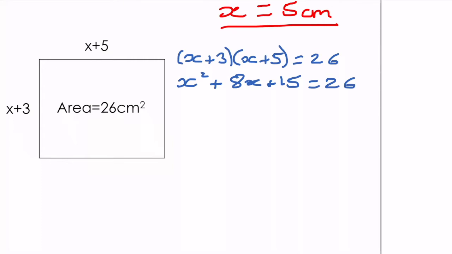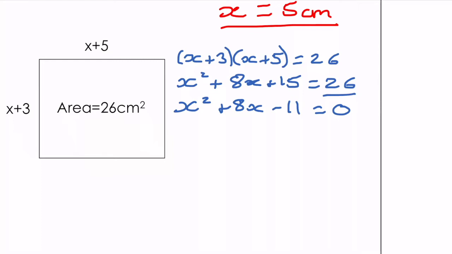Now have a look at what's different between that and the format we need it in for our formula. Can we spot that it doesn't equal 0? So we've got to subtract 26 from both sides. So we get x squared plus 8x minus 11 equals 0. Now it's in the format that we can either factorise and solve or use the formula.